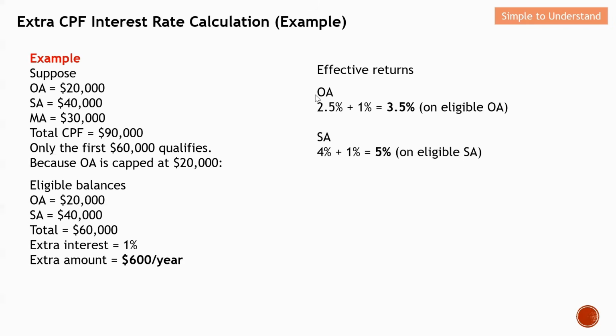Let me do a quick conclusion based on the effective return for both OA and SA with this additional 1%. For this case here, for the first 20K, instead of 2.5%, we actually earn 3.5% per annum for this OA. While for SA, you can see that it will earn 5% rather than 4% with the additional 1%. So from here, we can conclude that the additional interest will be $600 per year, which is quite substantial.